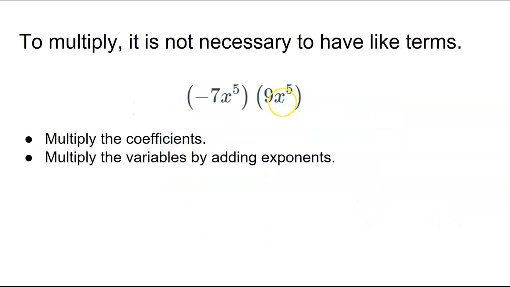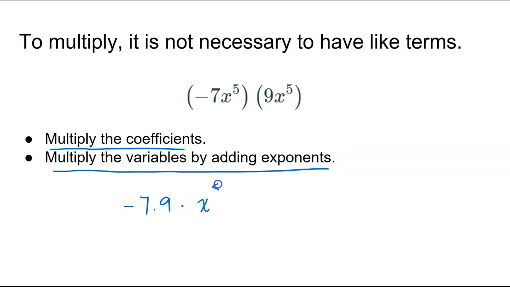To multiply, it is not necessary to have like terms. To multiply, we start by multiplying the coefficients, and we multiply the variables by adding the exponents. So this becomes -7 times 9 times x to the 5th times x to the 5th. -7 times 9 becomes -63.